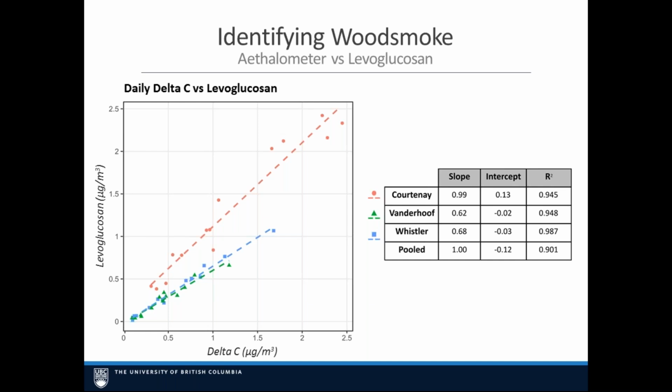However, this relationship is not consistent between communities, as the relationships were very similar in Whistler and Vanderhoof. These blue and green lines here are almost on top of each other, but the slope was much higher in Courtenay, and so this raises some questions. Even though levoglucosan is treated as the gold standard, the amount of it that is produced during combustion can vary based on factors such as temperature, wood type, and moisture content. So something else could be going on here that is causing these effects.